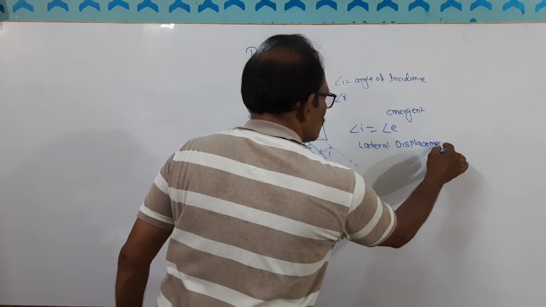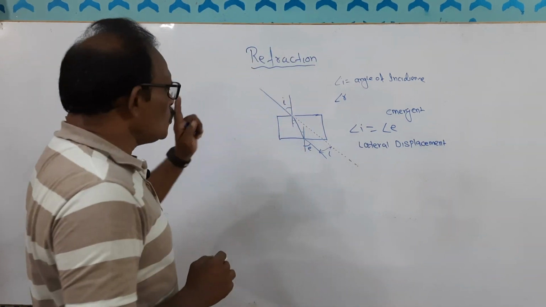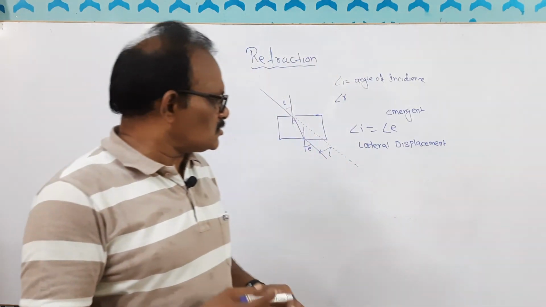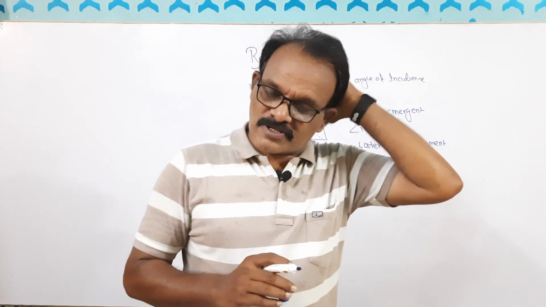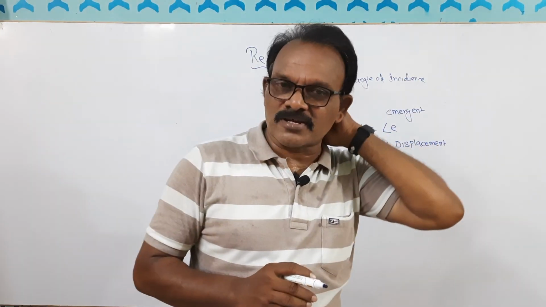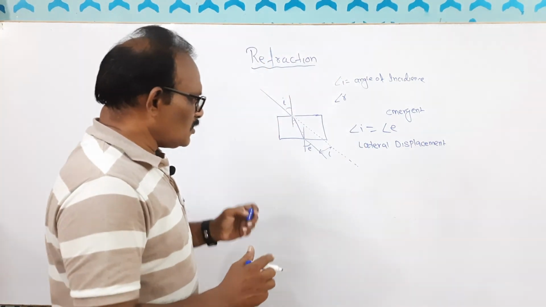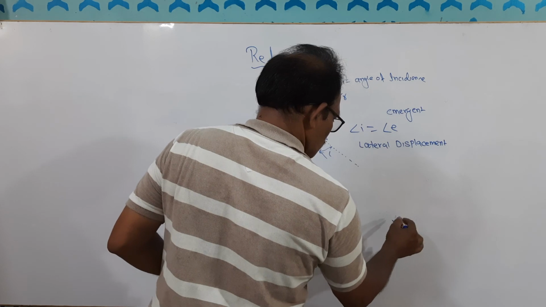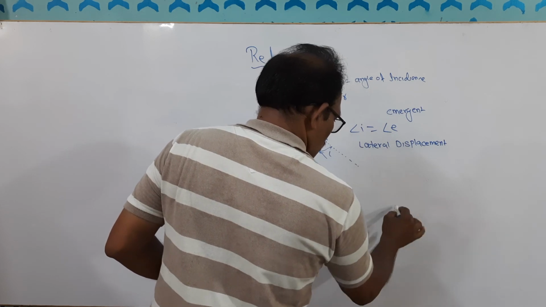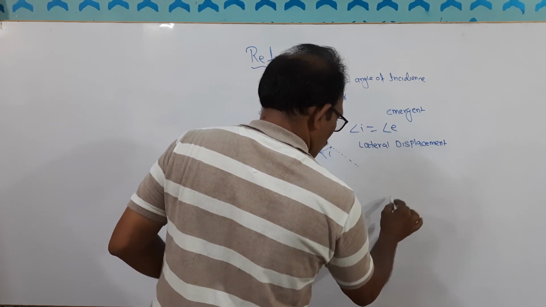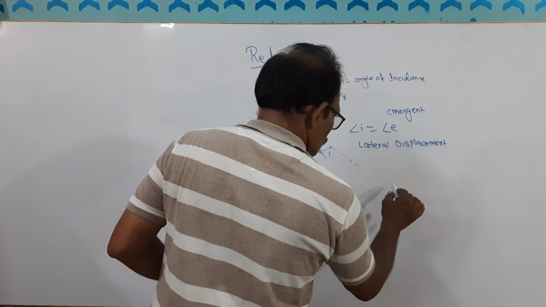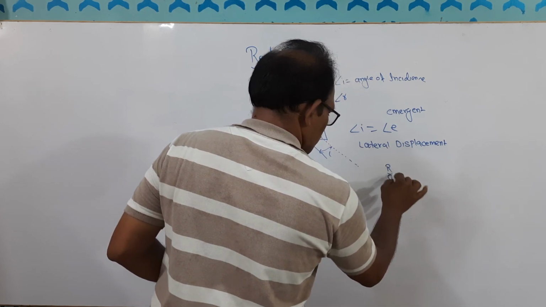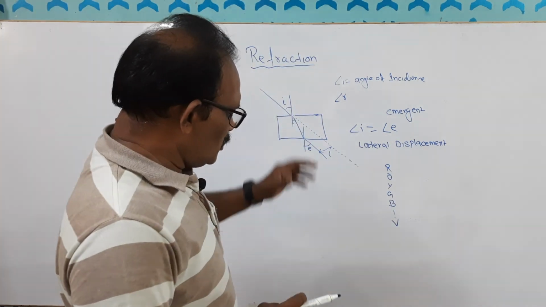Now here, we know light consists of 7 colors. Our great scientist Sir Isaac Newton discovered this. Light is composed of 7 colors, and the 7 colors from the bottom are: violet, indigo, blue, green, yellow, orange and red.